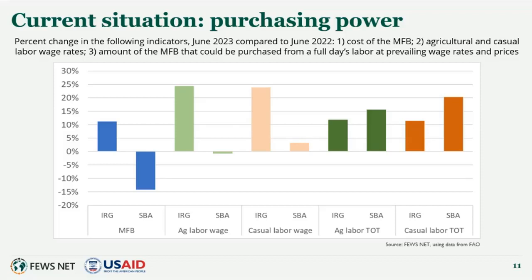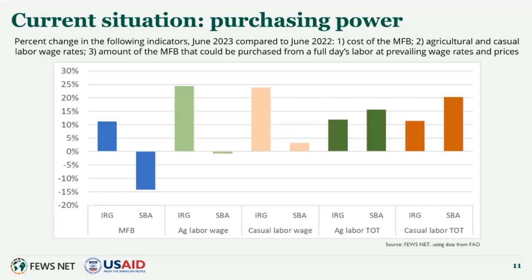In light green, you can see that on average across IRG-controlled areas, agricultural labor wage rates have increased considerably compared to last year, driven at least in part by general inflation in IRG-controlled areas. Meanwhile, in SBA-controlled areas, agricultural labor wage rates remain similar to last year on average. Then, looking at the pale orange bars, we see a generally similar pattern for casual or unskilled labor wage rates as well. The remaining bars present a proxy measure for purchasing power that we call the terms of trade.